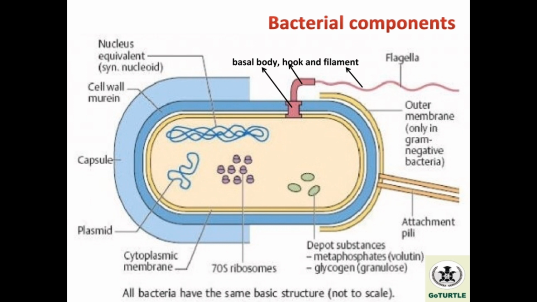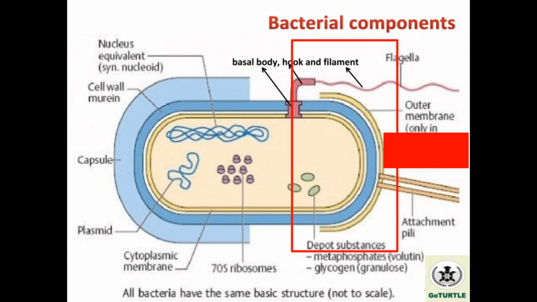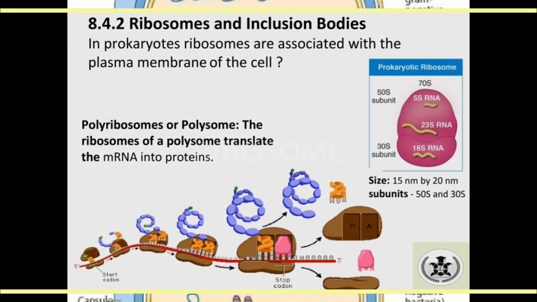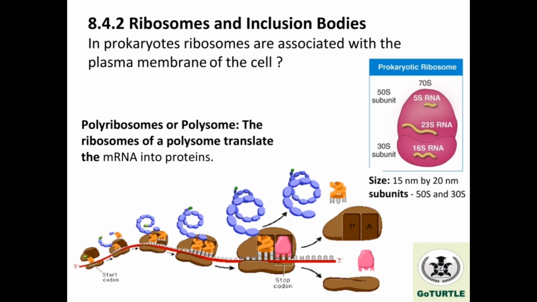I have a question for you. Can you tell which type of bacteria this is? Particularly this part of the bacterial component? Yes, this is gram-negative bacteria because it contains two membranes, that is outer and inner membrane, which we discussed in the previous video. So moving next, we have the ribosome and the inclusion bodies.